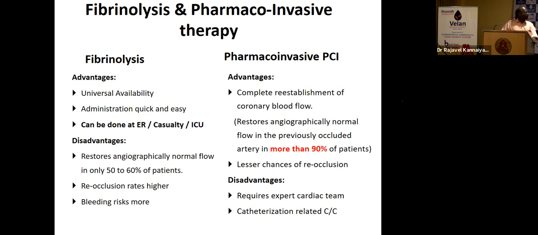But the disadvantages are that reperfusion, meaning restoration angiographically, is only about 50 to 60%. There are also reocclusion rates: after lysis, the patient may have the occlusion occur again. Another is the bleeding risk. It is not feasible for any patient with an intracranial hemorrhage. For that type of patient, we have to do a primary PCI only.